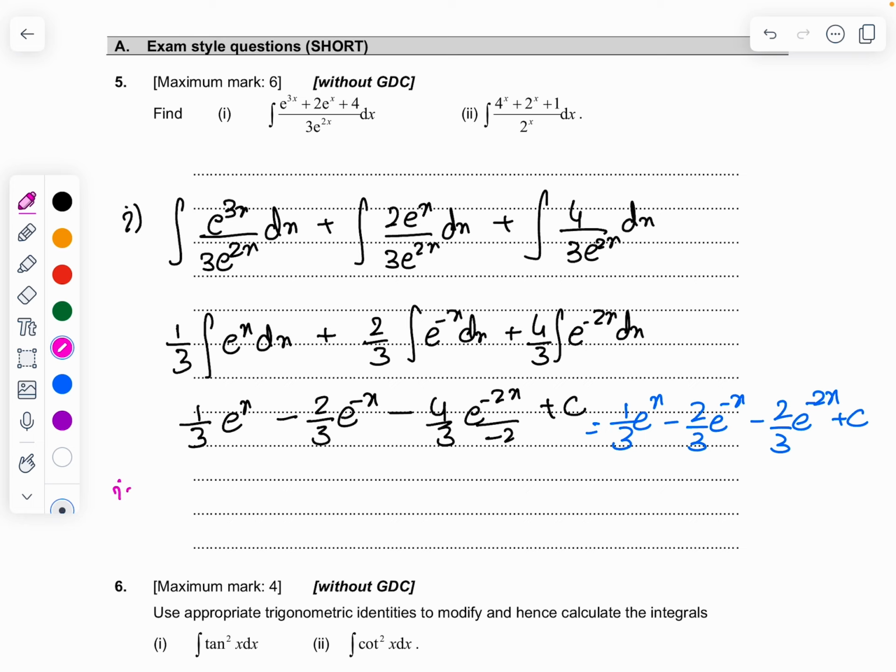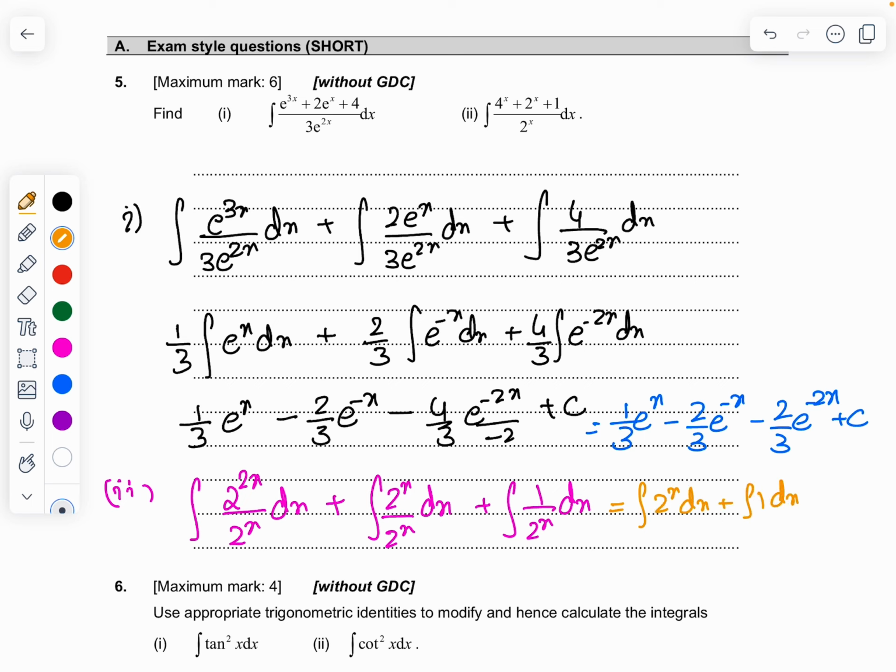For part 2, it is 4 power x upon 2 power x. 4 power x can be written as 2 power 2x upon 2 power x dx plus 2 power x upon 2 power x dx plus 1 upon 2 power x dx. So what does that become now? It becomes integral of 2 power x dx plus integral of 1 dx plus integral of 2 power minus x dx. So my final answer is going to be 2 power x upon ln 2 plus x, then minus 2 power minus x upon ln 2 plus c.